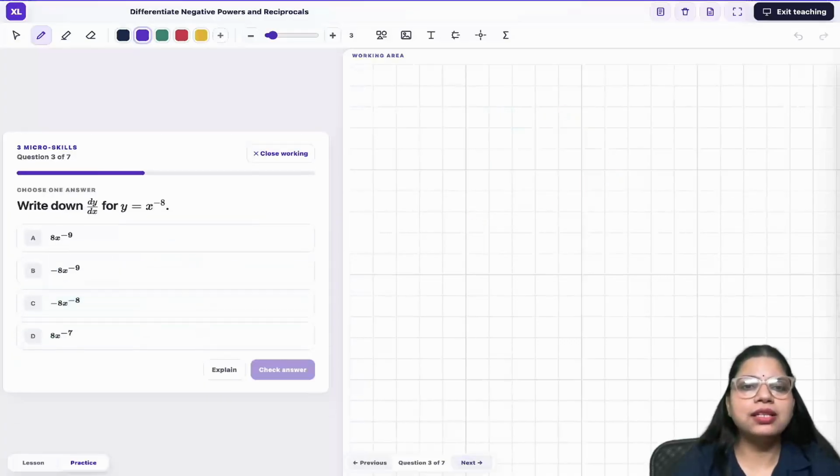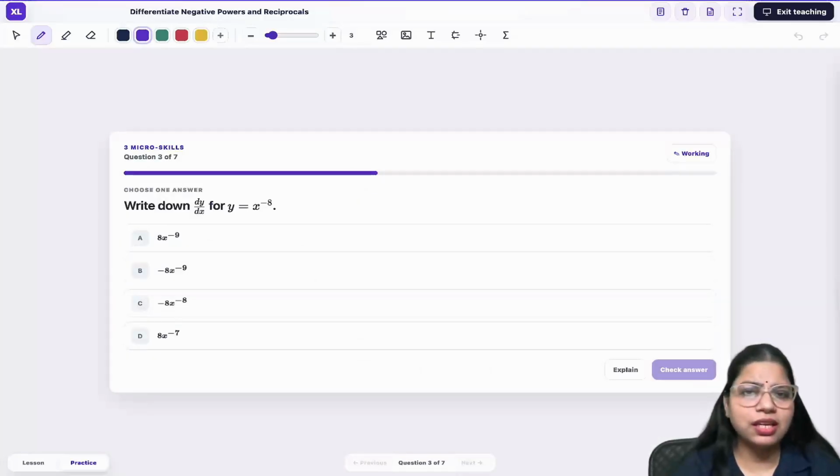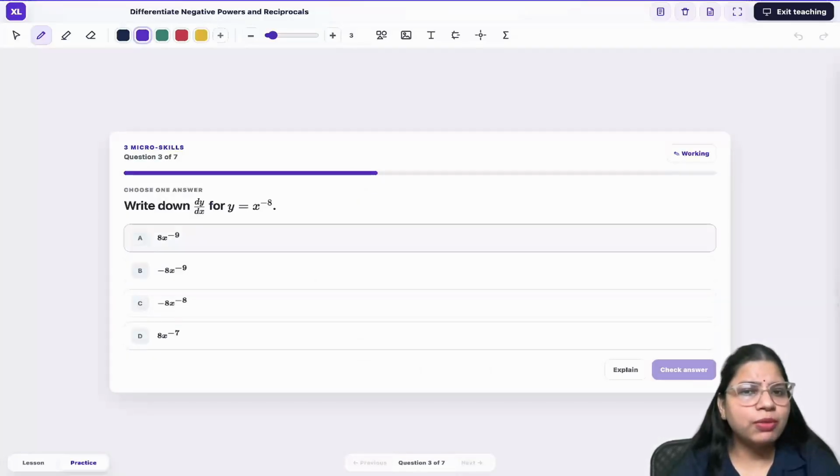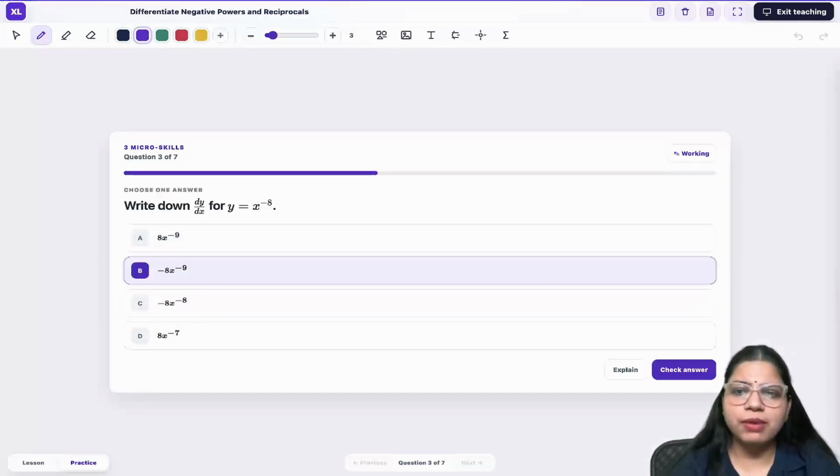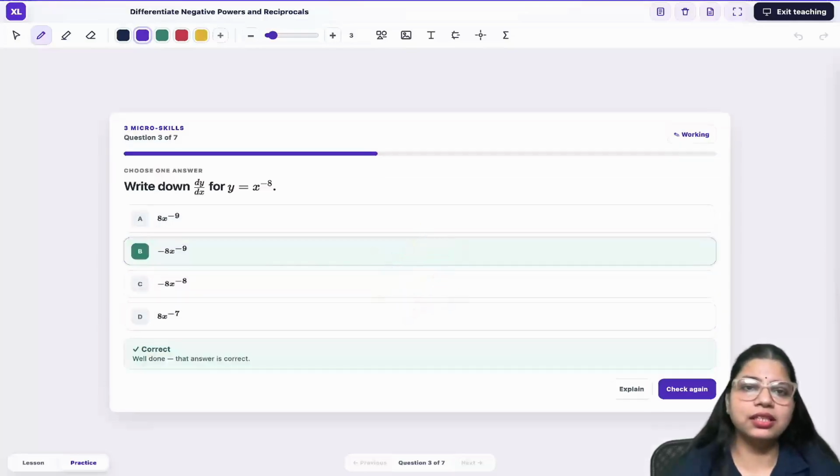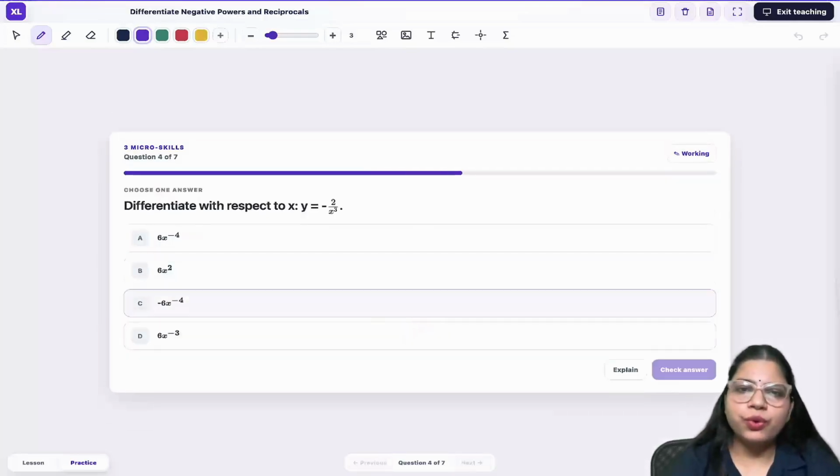Moving to the next part, we have again basic minus 8. So bring down minus 8, reduce by 1, that gives us minus 9. And it is correct.